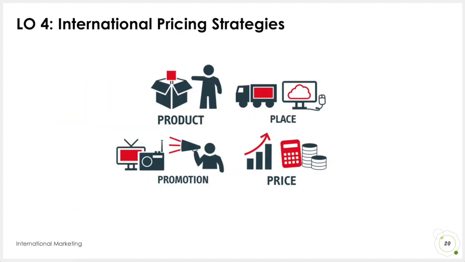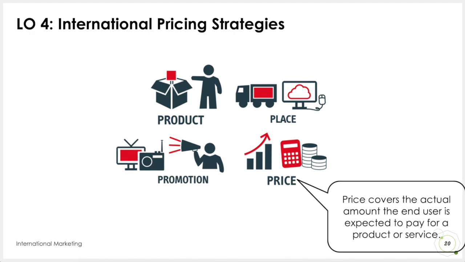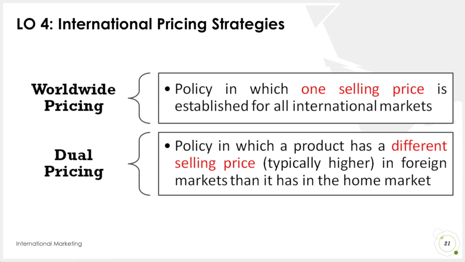Okay, now we have reached the last P, which is price. Price covers the actual amount the end user is expected to pay for a product or service. There are two pricing policies, which are worldwide pricing and dual pricing, that companies can use in international markets. A worldwide pricing policy refers to one selling price for all international markets, whereas a dual pricing policy means that a product has a different selling price, usually higher in foreign markets than it has in the home market.